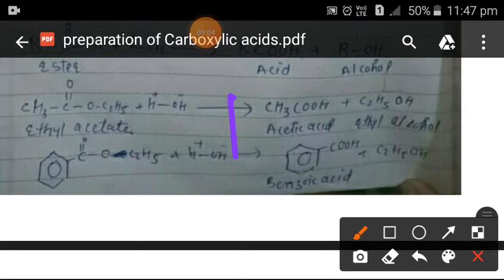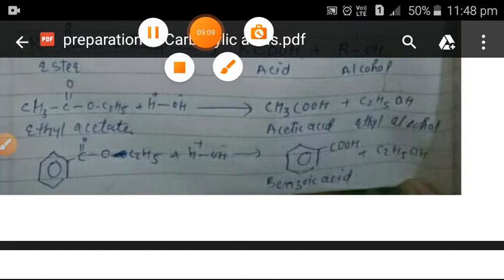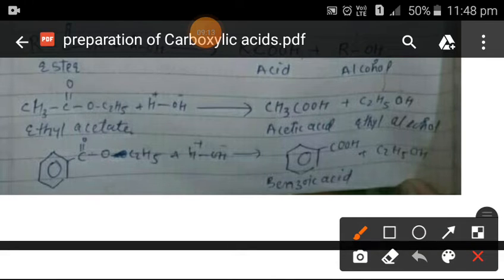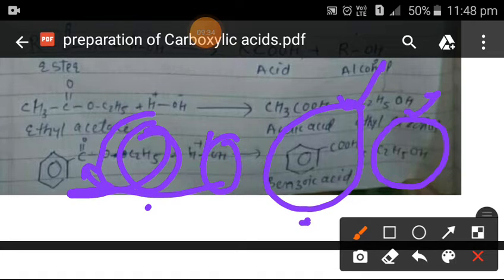Similarly, you may take another reactant here, that is called ethyl benzoate. In presence of water, the same thing occurs, and it results in the formation of the final product as ethanol, and the main product, benzoic acid, is formed from this ethyl benzoate. Clear?